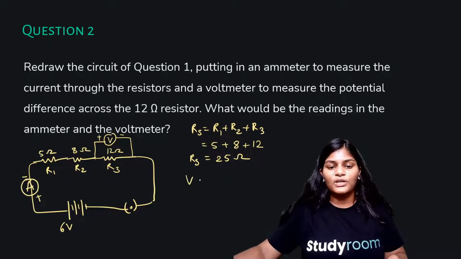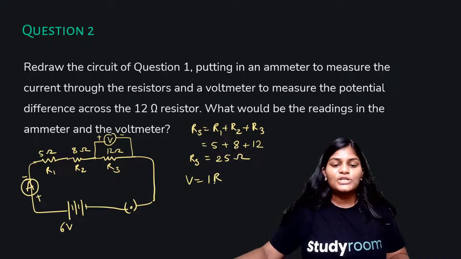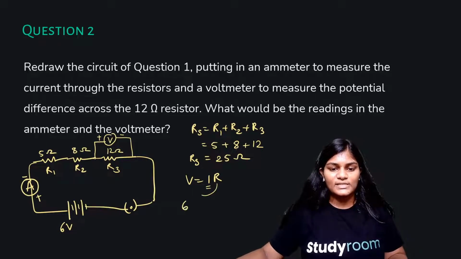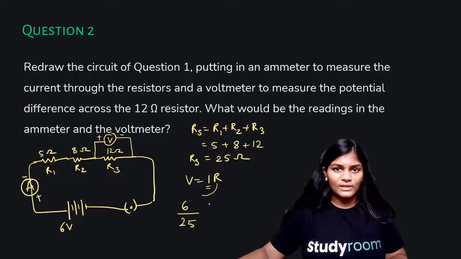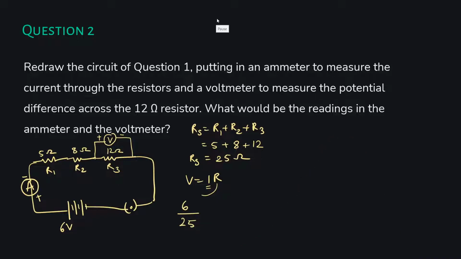Now we know V equal to IR by Ohm's law. So here we have to find I. So we send R here. So V is 6 upon R is 25. Right? So this is our current. So when you divide 6 by 25, you just do normal long division. You do that by yourself. I comes out to be 0.24 amperes.